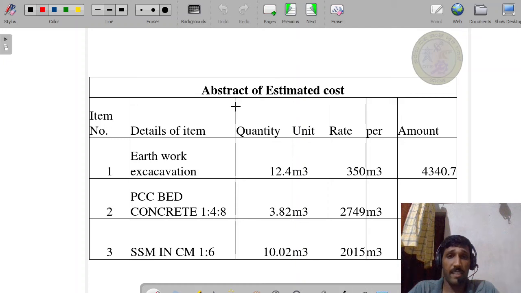Now we will discuss the abstract of estimated cost. How to calculate the abstract of estimated cost? Item number, you have to write in the first column. Details of items are discussed in the second column. Then quantity, unit, rate, per, amount.